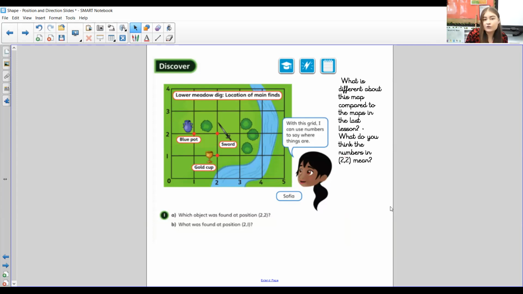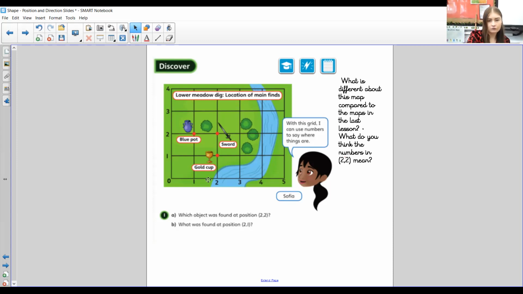Okay, so 2, 2, hopefully you have got the sword. The red dot of the sword is at 2, 2. It doesn't matter which way around we go because it's 2 and 2. Having the same number to go up and across means that you're always going to make it to the same square. However, question B, what is found at 2, 1?